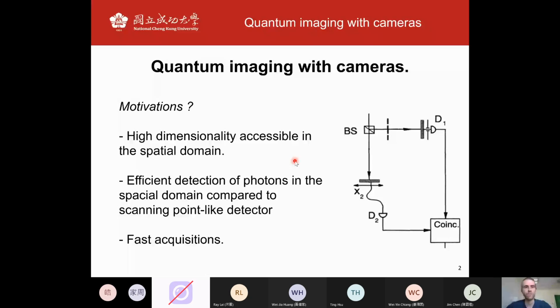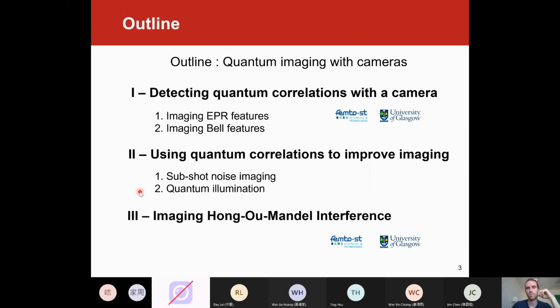And that's what we've been trying to do, in the past probably decades, from what I'm going to show you. So yes, it leads to fast acquisitions, but also to potentially efficient acquisitions that will allow you to do things that you could not with point-like detection.